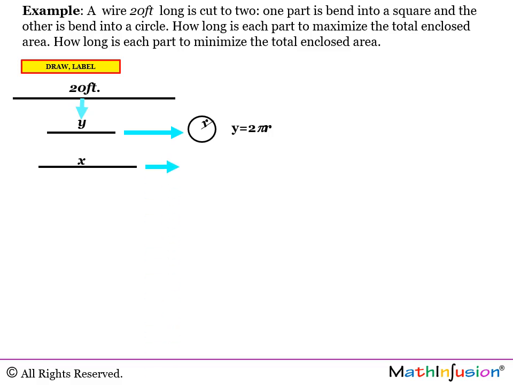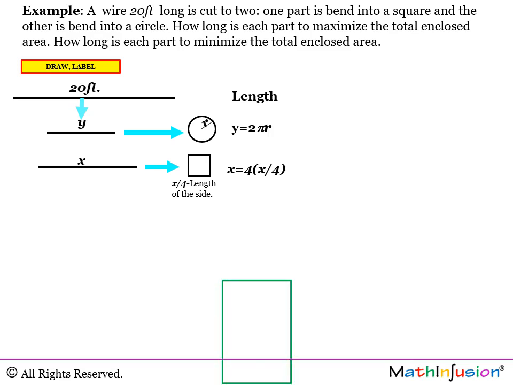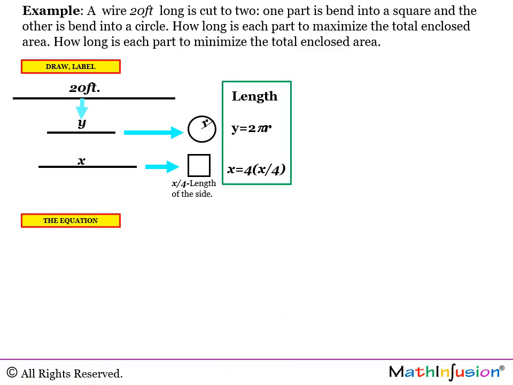This one is bent into a square. So each side of the square has to be x over 4, because x is 4 times x over 4. So this is the length. Now let's try to find the equation. The equation is that x plus y is 20, but also it means that 2 pi r plus x equals 20. We are going to use obviously the one with r and x.